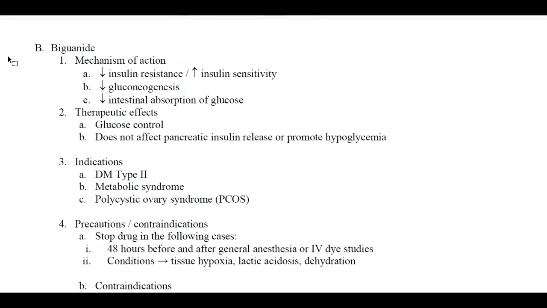So again, the mechanism of action of biguanides includes increase in insulin sensitivity, decrease in insulin resistance, decrease in gluconeogenesis, and decrease in intestinal absorption of glucose. Therapeutic effects include glucose control, and you have to remember that unlike the other medication, this does not affect the amount of insulin produced. It doesn't have anything to do with insulin production.